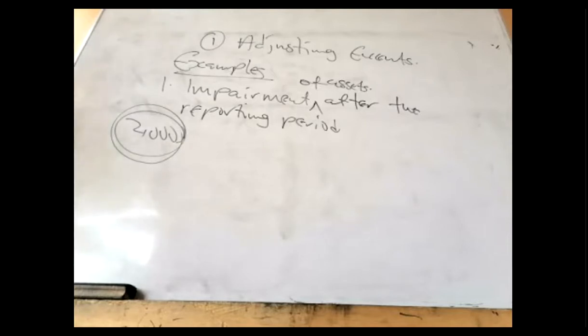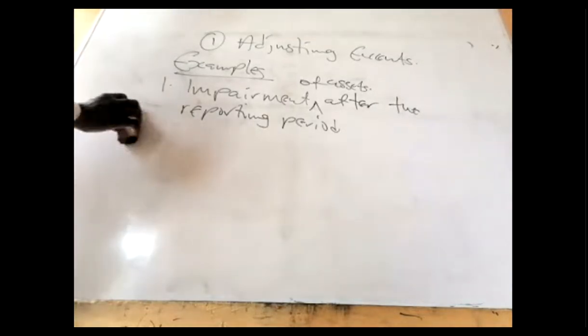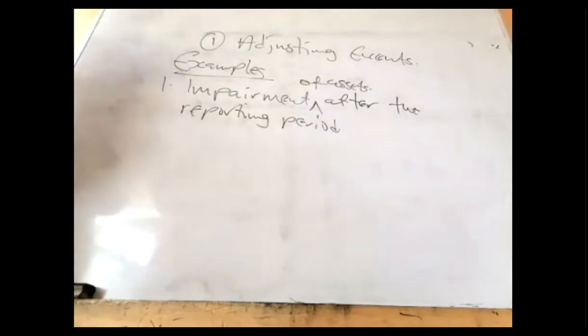Another example is the sale of inventory below its current value after the reporting period. The first example is bankruptcy of a customer after the reporting period. It suggests that the debt has been impaired, so it must be written off. So if any customer is declared bankrupt after the reporting period, we need to write off whatever amount that customer owes us. We need to adjust our financial statement to reflect the impact of the bankruptcy.